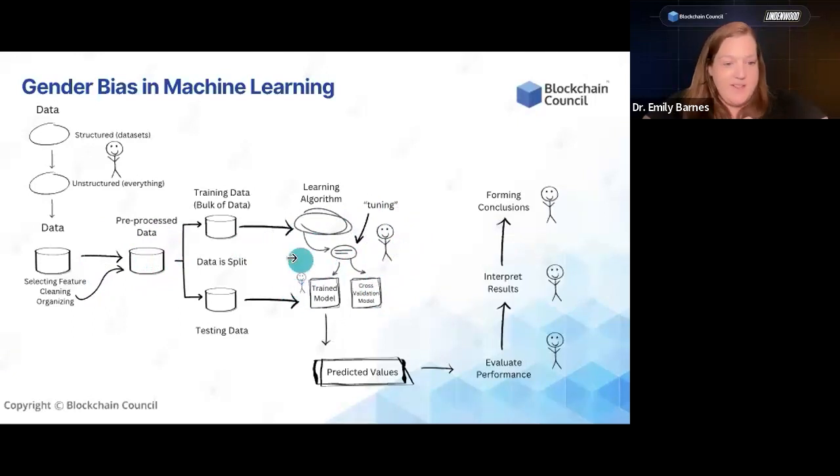Same thing with down here, this little guy near the trained model. When we look at machine learning, all the way through the evaluation of the performance: is this a good algorithm? Did it do what I wanted it to do? Did it produce the results I want? Does it work with my data set? All the way through how we interpret the results, what do the results mean? Another human. And then how we form conclusions from that data, another human.